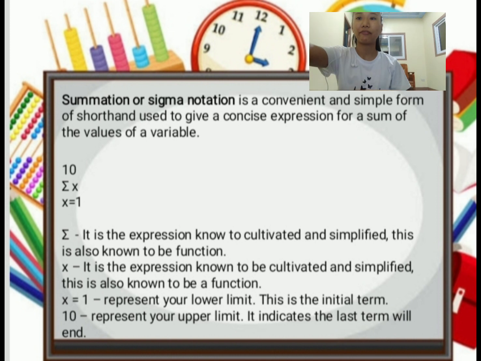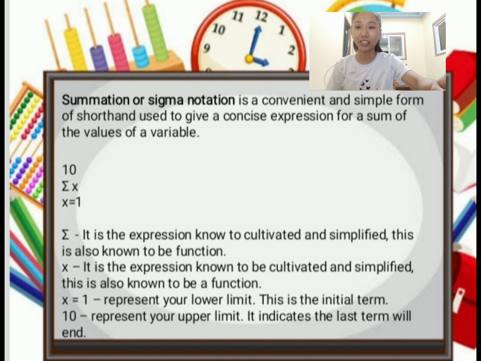So we have here a formula in finding the summation notation, but always remember there are part 1 and part 2 in solving a summation notation. Part 1 is where there is no x sub 1, x sub 2 that was given. First, we have here a summation notation 1 to 10. The x equals 1 is our lower limit, and the 10 represents our upper limit.